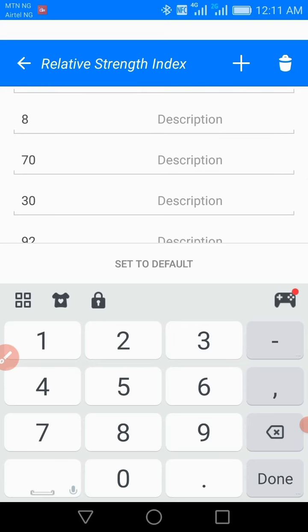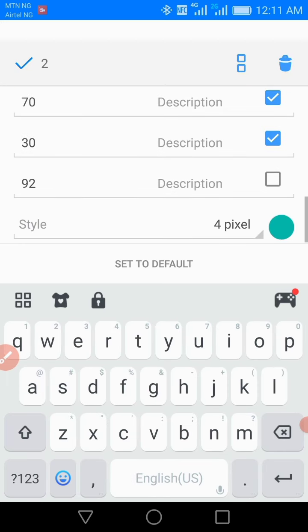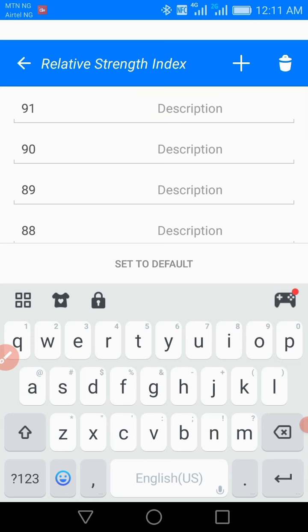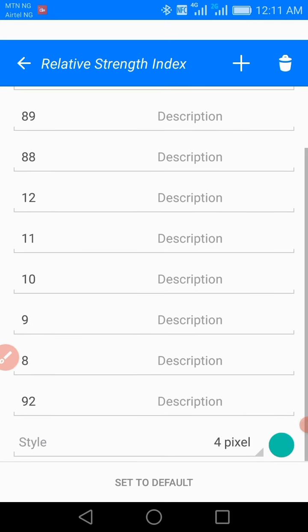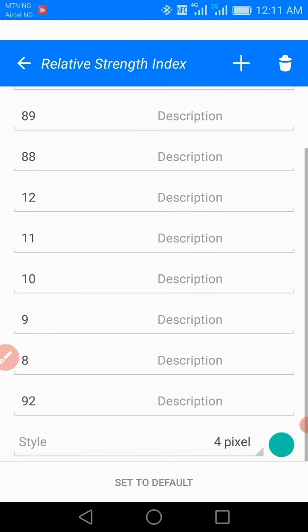Please, we are going to delete these. All right, we're going to delete 70 and 30. It's for another strategy. So we have 90. Let me quickly show you so that you can take a screenshot. We have 91, 90, 89, 88, 12, 11, 10, 9, 8 and 92.